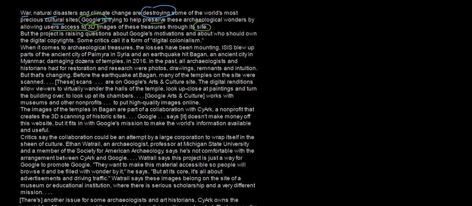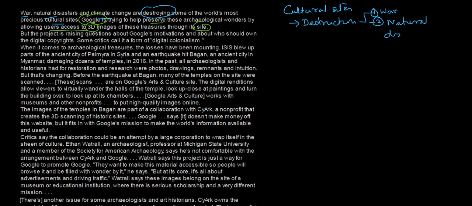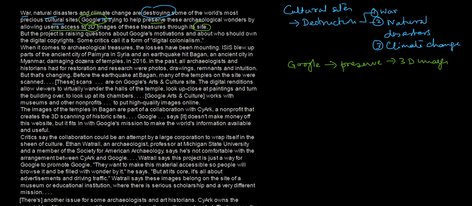So the first couple of sentences tell us that there are some very valuable cultural sites which are facing destruction due to war, natural disasters, and climate change. And it is also telling us that Google is trying to preserve these sites by scanning 3D images and uploading them on their sites.